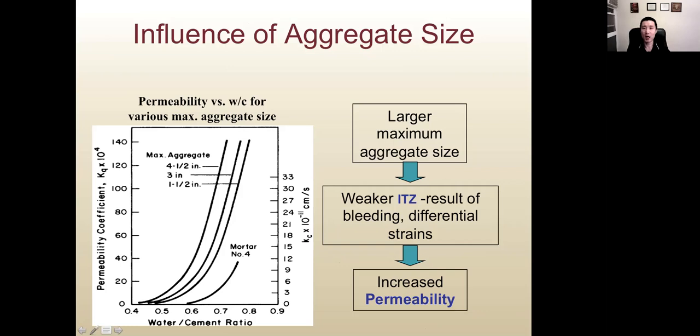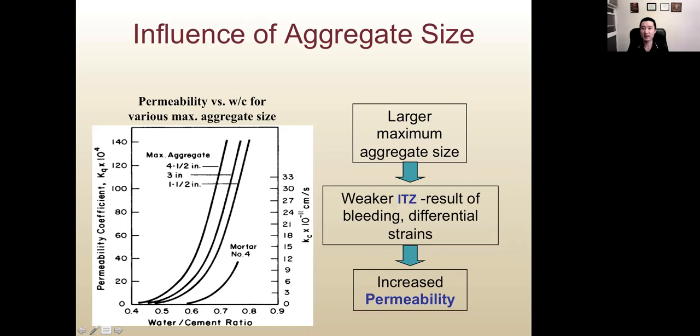And here shows how the size of aggregate affects the permeability coefficient. For the same water cement ratio, if we reduce the size of aggregate, we will reduce the permeability a lot. Okay, so same water to cement ratio.